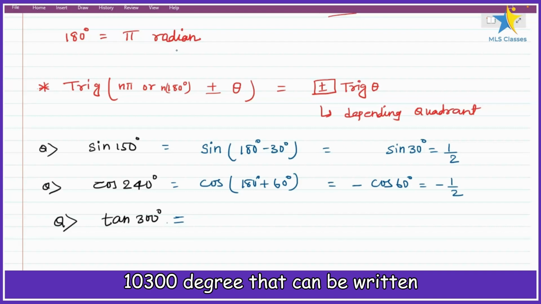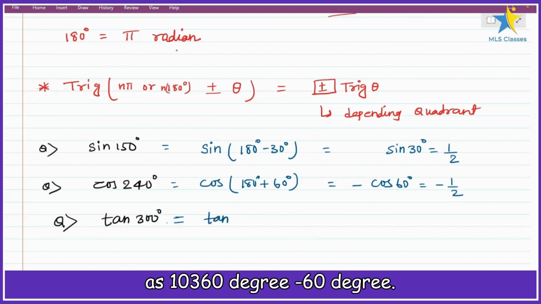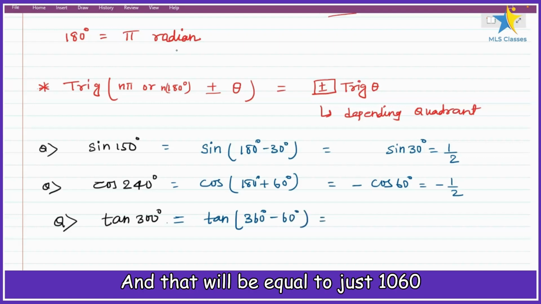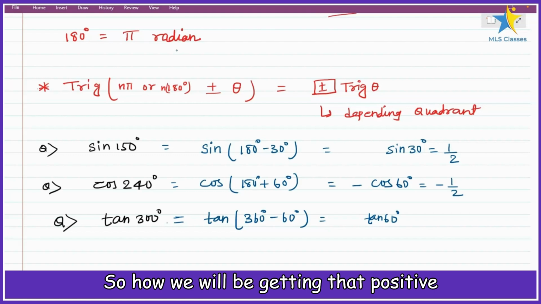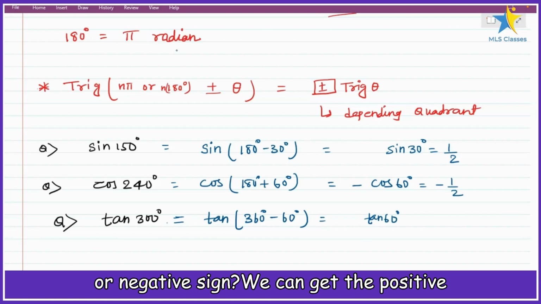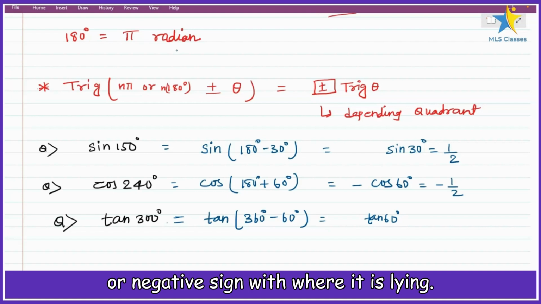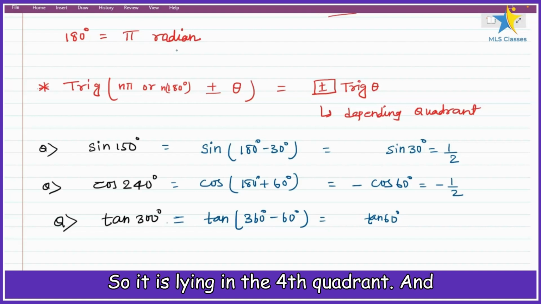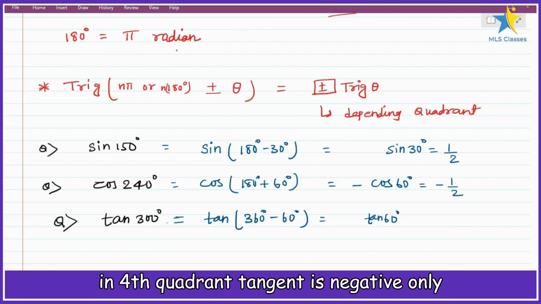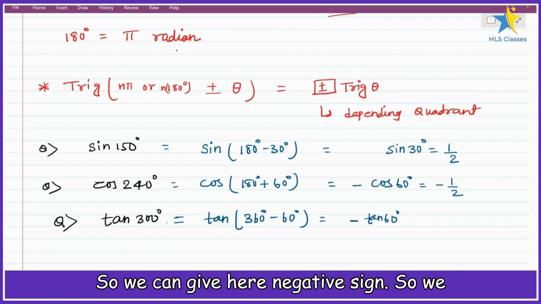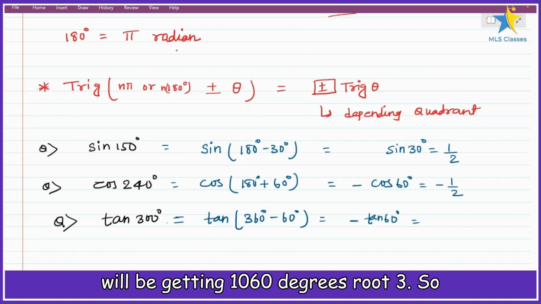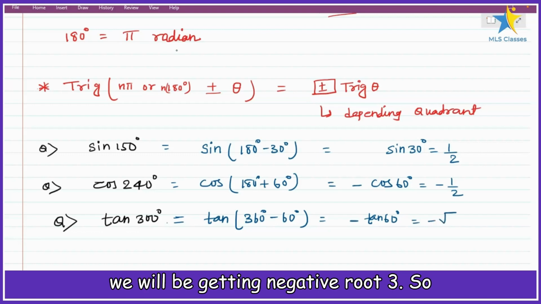Tan 300 degree can be written as tan of 360 degree minus 60 degree, and that will be equal to just tan 60 degree with a positive or negative sign. How will we get that sign? We get it from where the angle is lying. It is lying in the fourth quadrant, and in the fourth quadrant tangent is negative. Only cos and sec are positive in the fourth quadrant. So we can give a negative sign here. Tan 60 degree is root 3, so we'll be getting negative root 3.